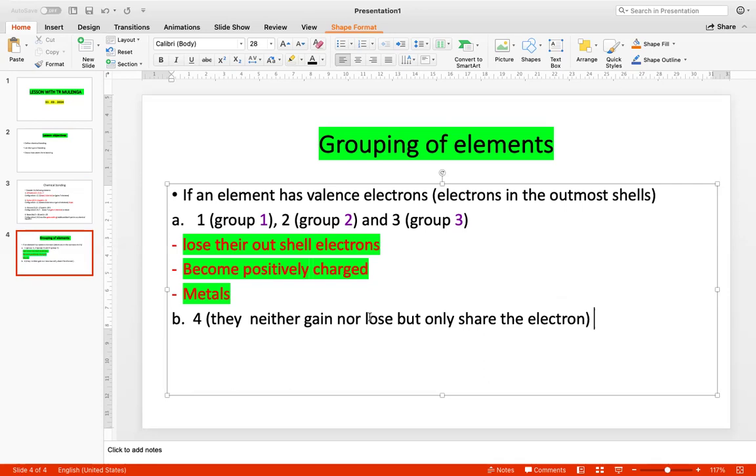And because of this, it's not a metal, it's not a non-metal. The simple name that we give to them is metalloids. They are metalloids.